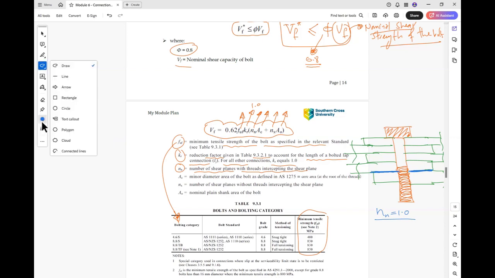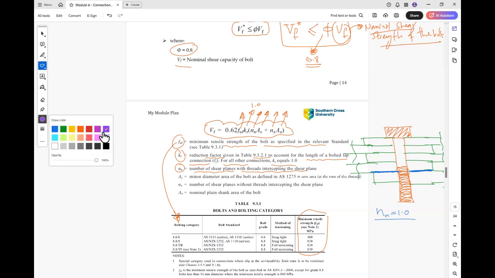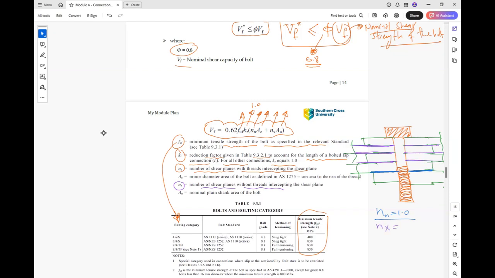The other is nx, the number of shear planes without thread interception. So we have 1, 2, and 3. So for example, here nx equals 3. So this is the number of shear planes through the thread and without the thread.